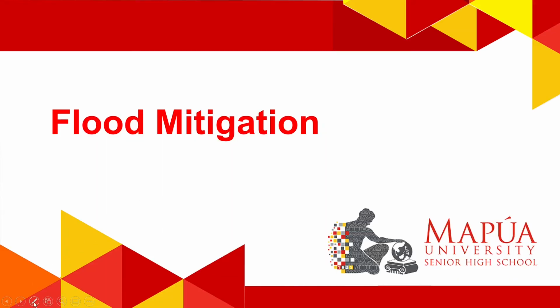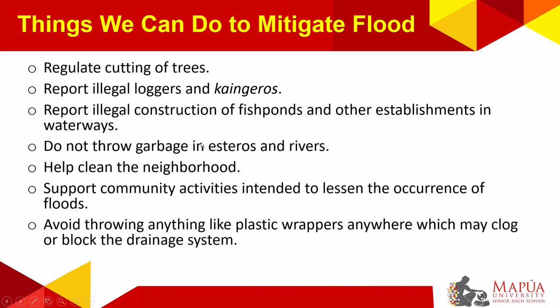Now, when it comes to flood mitigation, what can we do to help ourselves and our community before, during, and after a flood that is happening? What we can do first to mitigate or prevent floods is to regulate the cutting of trees. Again, trees contain mostly water, and they are actually responsible for drying the ground because of the action of the trees absorbing water with their roots.